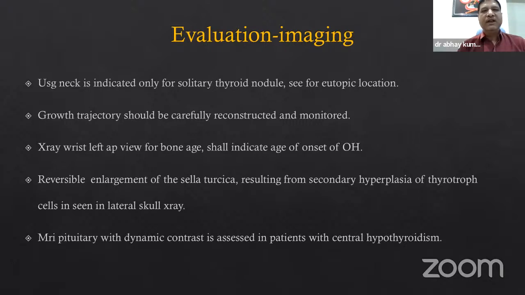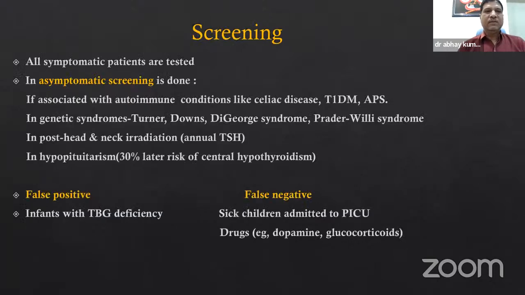Again, an X-ray of the wrist joint to know the bone age also gives some idea whether the bone age is delayed, normal, or advanced. Then in some cases, there is a reversible enlargement of the sella, because those having persistent primary hypothyroidism can develop a significant enlargement of the sella due to secondary hyperplasia of the thyrotropes, and that can be seen on the X-ray. MRI pituitary with dynamic contrast can sometimes show an enlargement of the sella in central hypothyroidism.